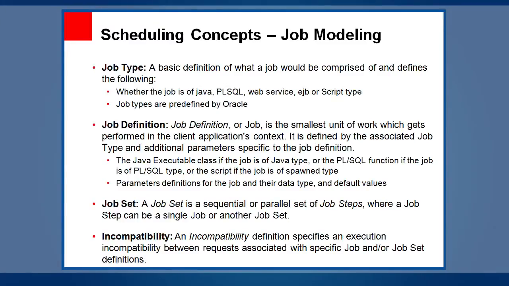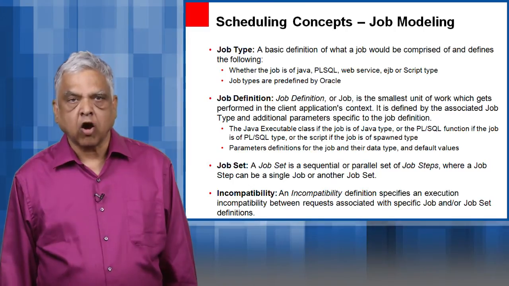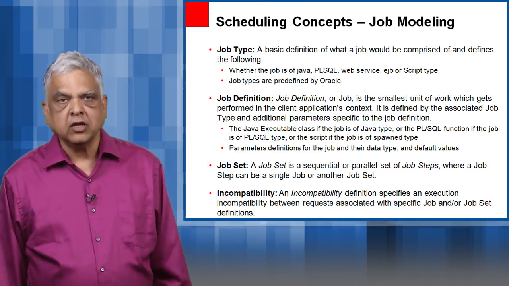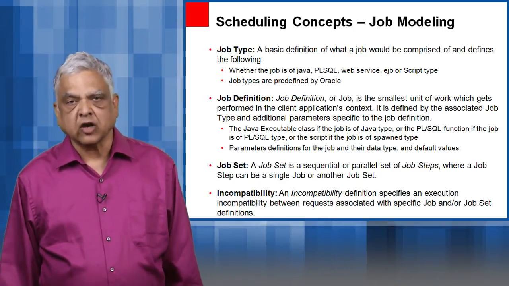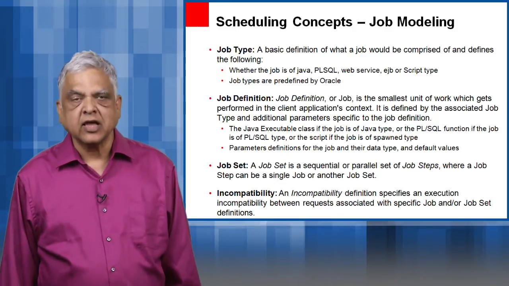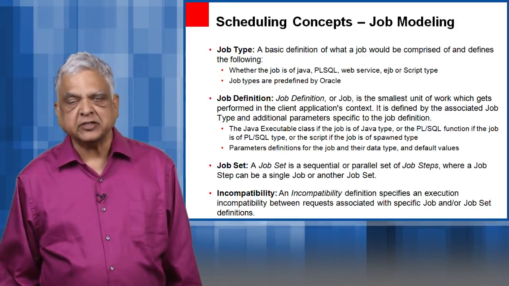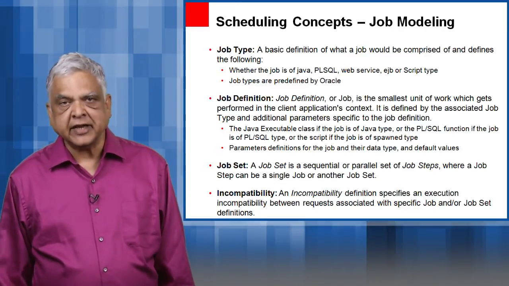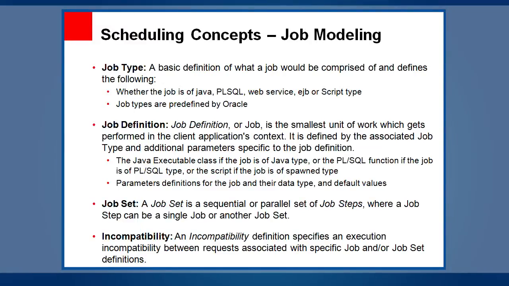So these are some of the concepts. A job type is the type of job. It can be a PL/SQL job or a web service job or a Java job or whatever. Or it can be an EJB job. So those are all different types of jobs. In other words, job implementations can be in a variety of different languages, and each job type indicates the implementation language of the job. Job definition indicates the parameters of the job and where the job is located.